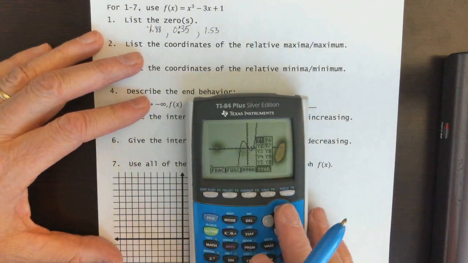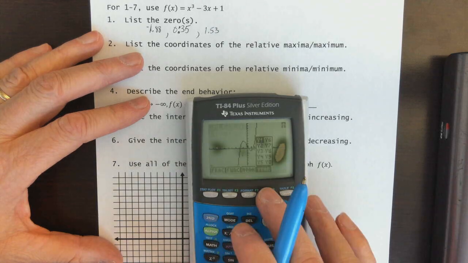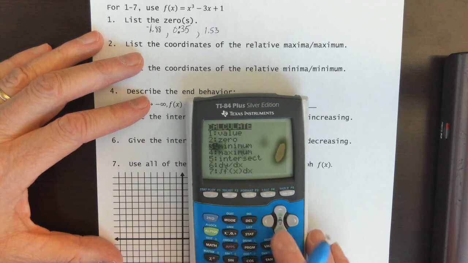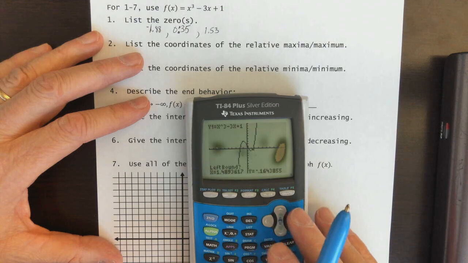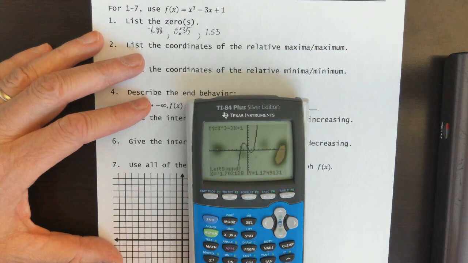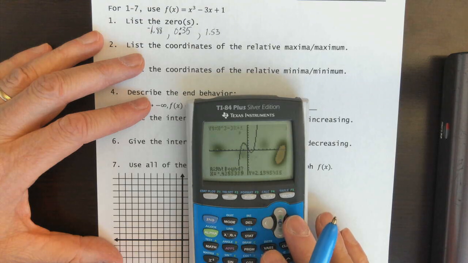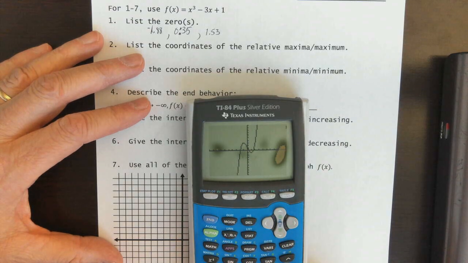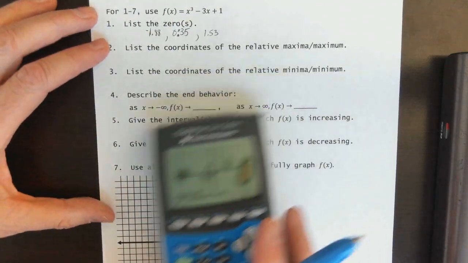Second calc, I've got a max that I want to find. Enter, enter, enter. I'm going to go negative 1, 3.